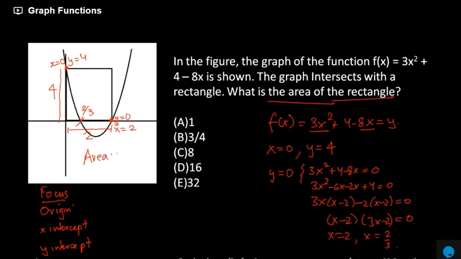So the area of the rectangle is going to be the length into breadth. That is going to be 4 into 2. That would be equal to 8. So 4 into 2 is going to be equal to 8, which is nothing but my answer, option C. So pretty good question, guys. It's a hard question, believe me, but we're able to do it with such sophistication.